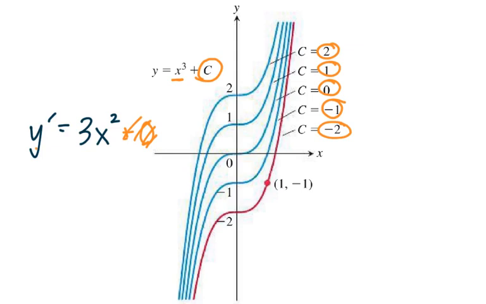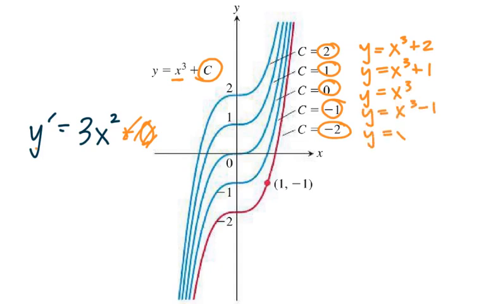So, all of these different functions, y equals x cubed plus 2, y equals x cubed plus 1, y equals x cubed, y equals x cubed minus 1, and y equals x cubed minus 2, all of those functions have the same derivative. So that's because when we take the derivative of a constant, it goes to 0. If we think about this in the reverse direction, when we do antiderivatives, we have to assume there was some arbitrary constant there that we took the derivative of and got 0.